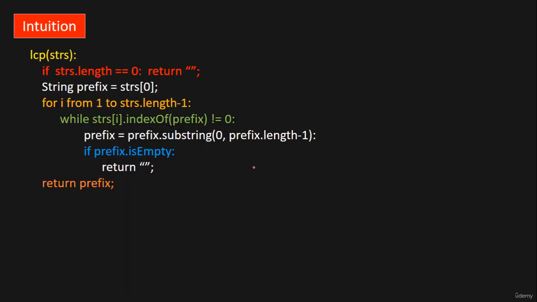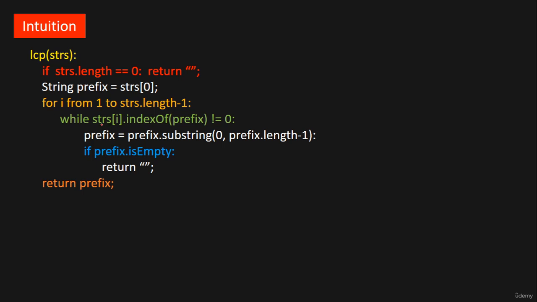Now let's see the pseudocode. This is our pseudocode to solve this problem. First we have this function LCP. This function takes a strings array as input. Then here we're checking if strings.length equals 0, then we're returning an empty string. Else we're going to assume the first string is our prefix. Then we're going to run a loop from the second string to the end.